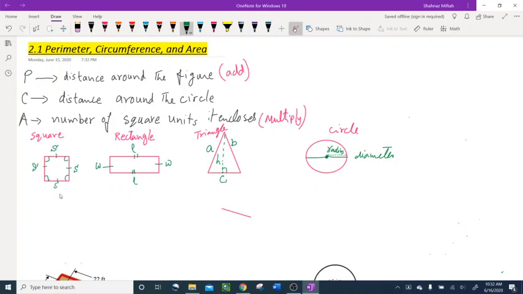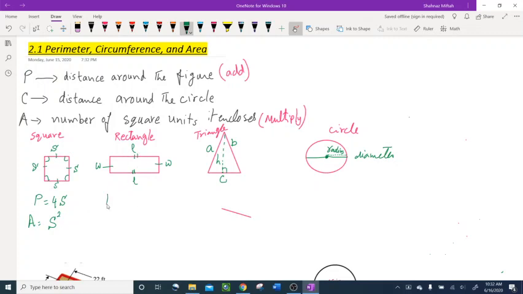Okay, so let's talk about the perimeter formula for the square. Perimeter means, as I already said, you add all the sides. Since I have 4 sides and all the sides are the same, I can multiply 4 by s, or you can just add s plus s plus s plus s. You will get the same answer. Area of the square is always s squared. Like I said, we multiply, and an exponent deals with multiplication.